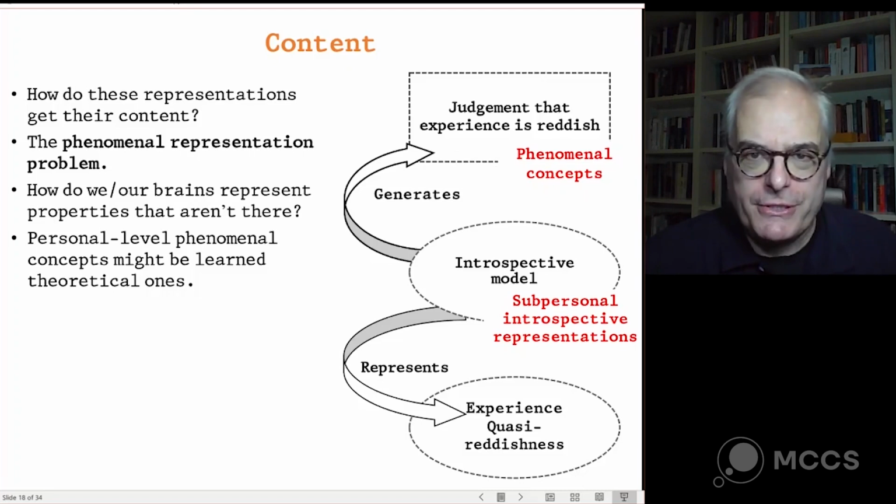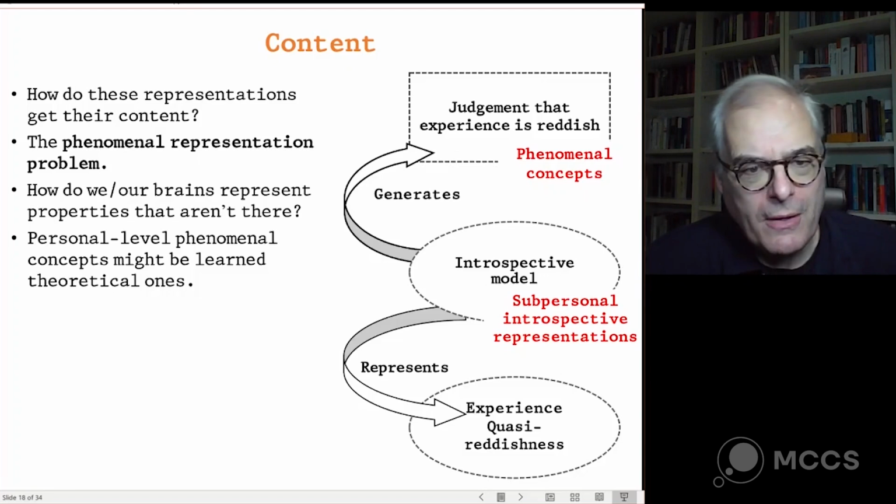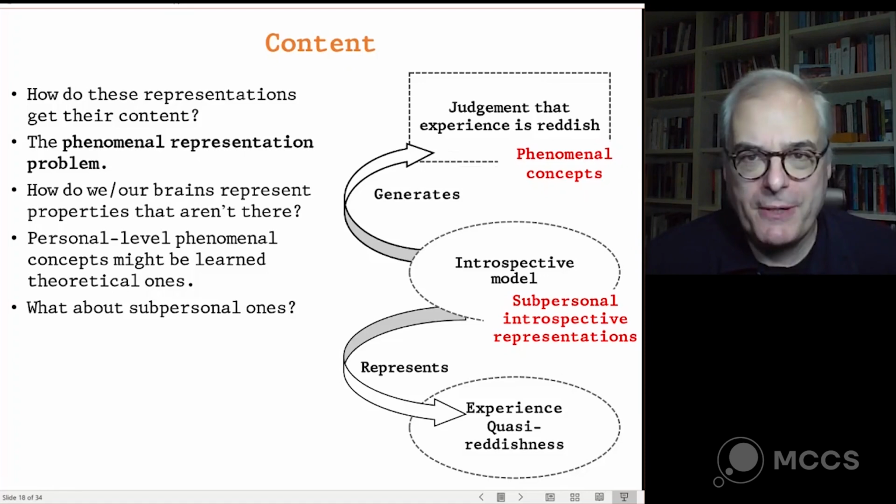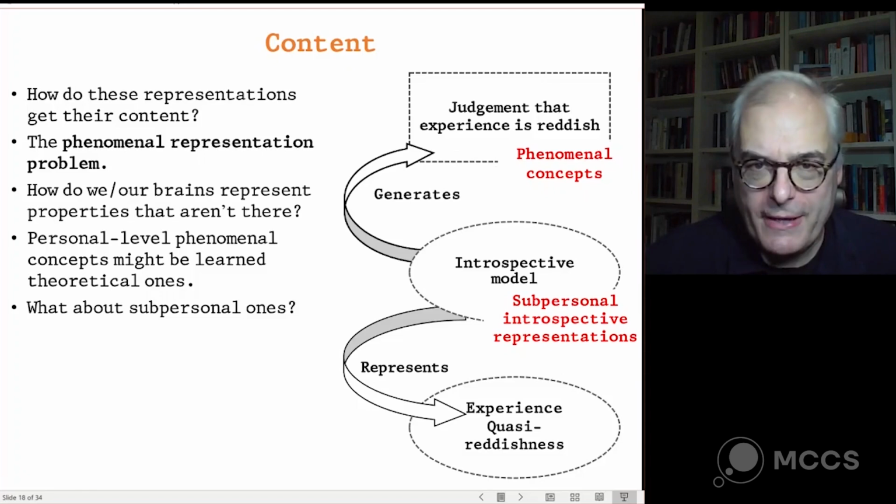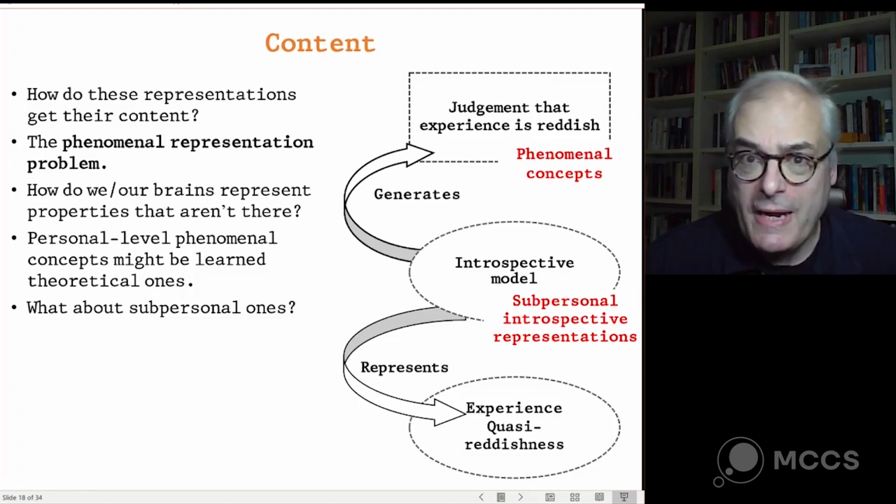And we could individuate different phenomenal concepts by the stimuli that trigger them. So the private mental quality that's produced by seeing red, by tasting coffee, by bruising your shin, say, and so on. But what about the subpersonal representations? If they include representations of phenomenal properties, then how do they get their content? Are they innate representations? Do we have innate representations of phenomenal properties? Well, this is certainly a question that illusionists need to address.